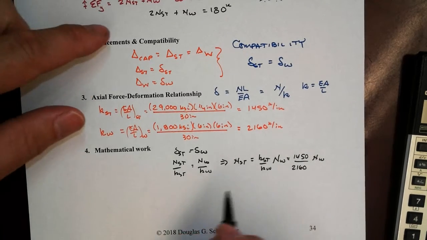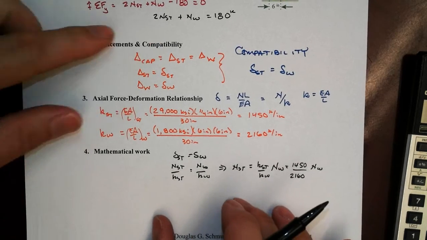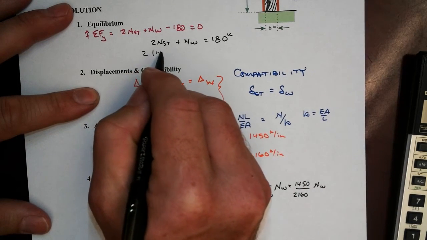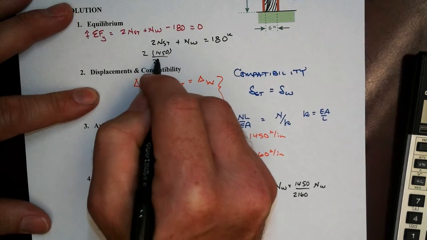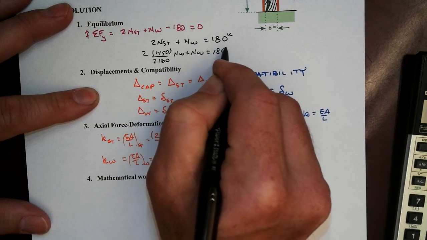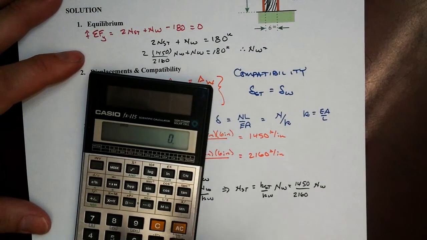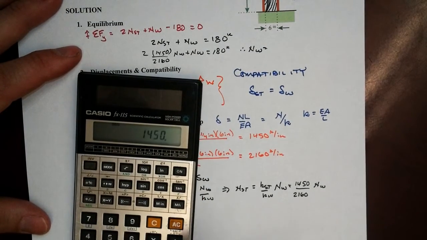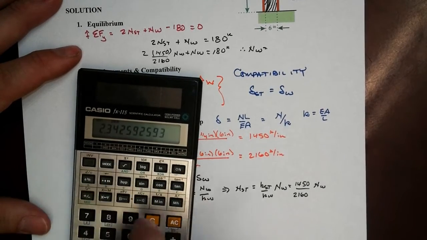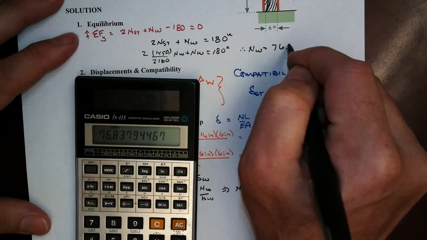And then we substitute this into our equilibrium equation. To save some space on the page so I can do this all in one, I'm going to put this right up here. So 2 times 1450 over 2160 N wood plus N wood is going to be equal to 180. And therefore, N wood would be equal to 2 times 1450 divided by 2160 plus 1, take the reciprocal, times 180. And we get 76.8 kips.